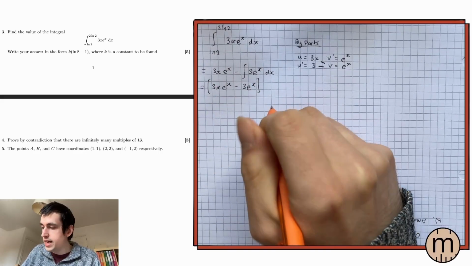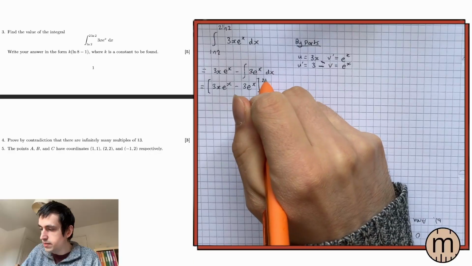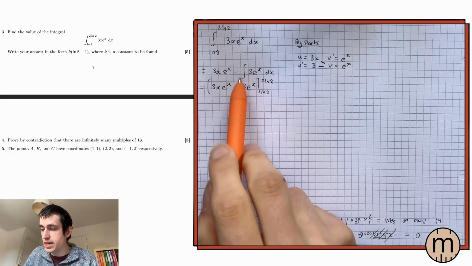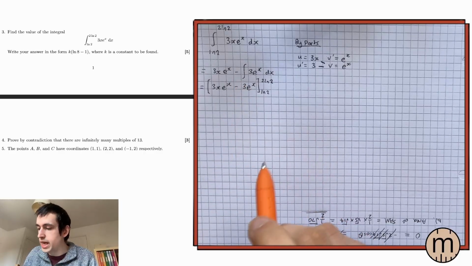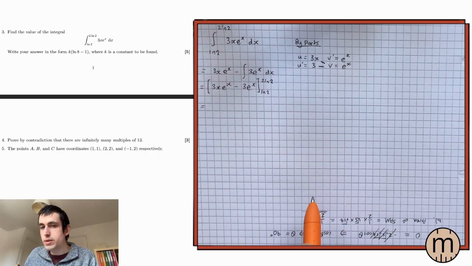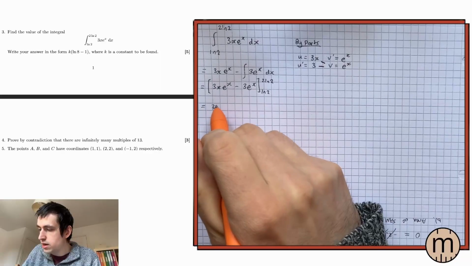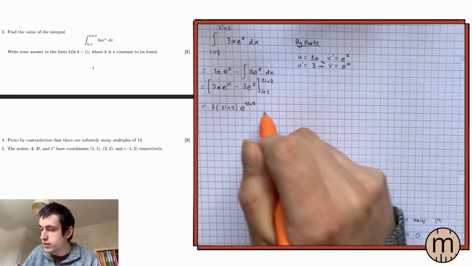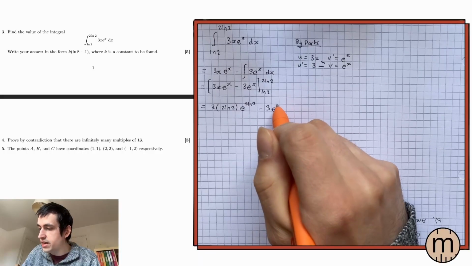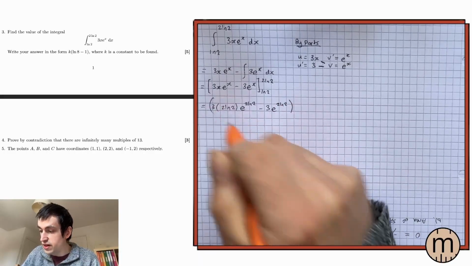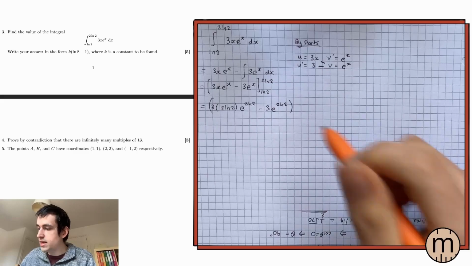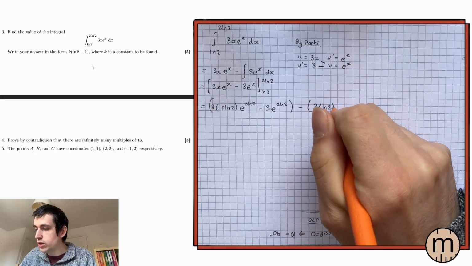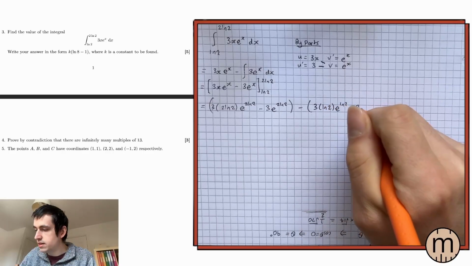We are still doing a definite integral, so I'm going to put the limits back in. If I was doing it really rigorously, I should definitely write the limits here, but I'm being a bit lazy. And let's see what we're going to get. We're going to get 3 lots of 2 log 2 e to the 2 log 2 minus 3e to the 2 log 2. That's just for the first limit. And then we're going to minus exactly the same thing, but just 1 log 2 instead.